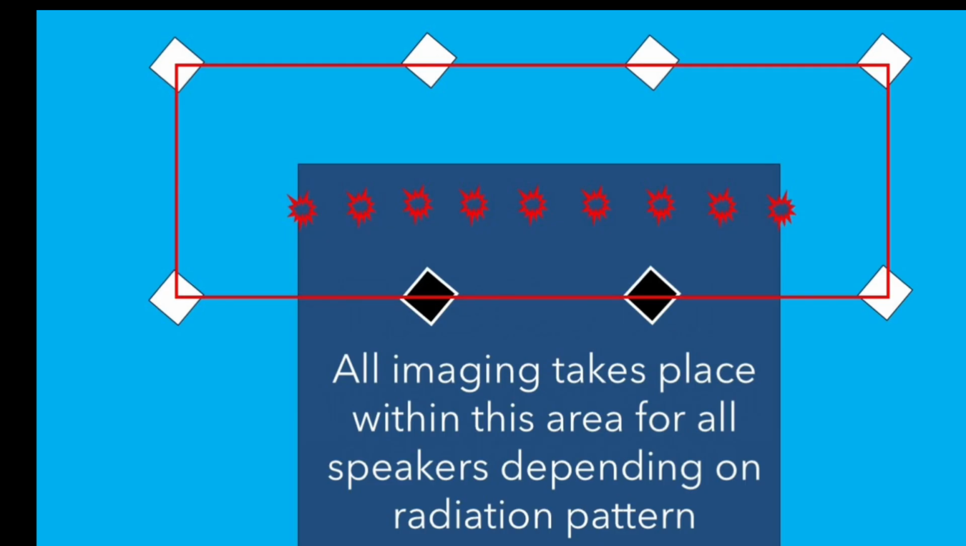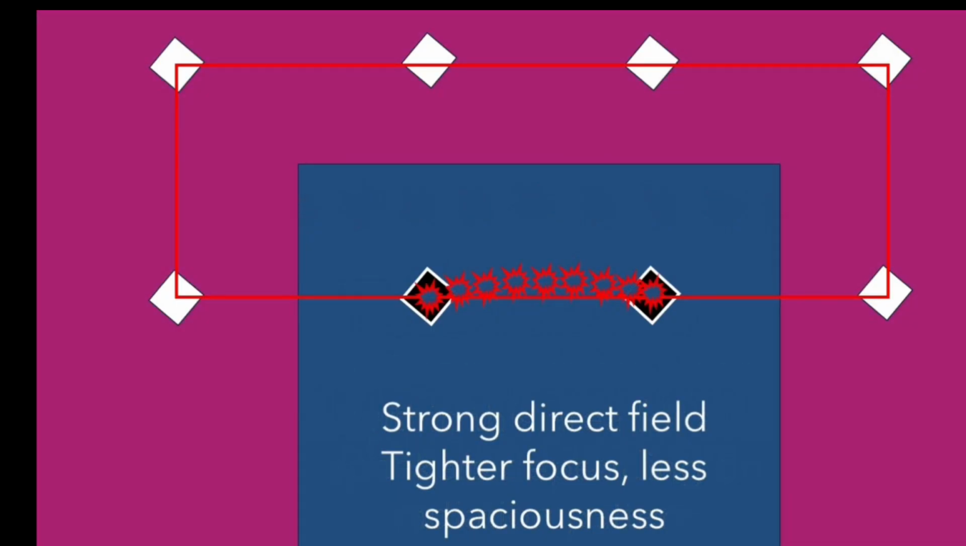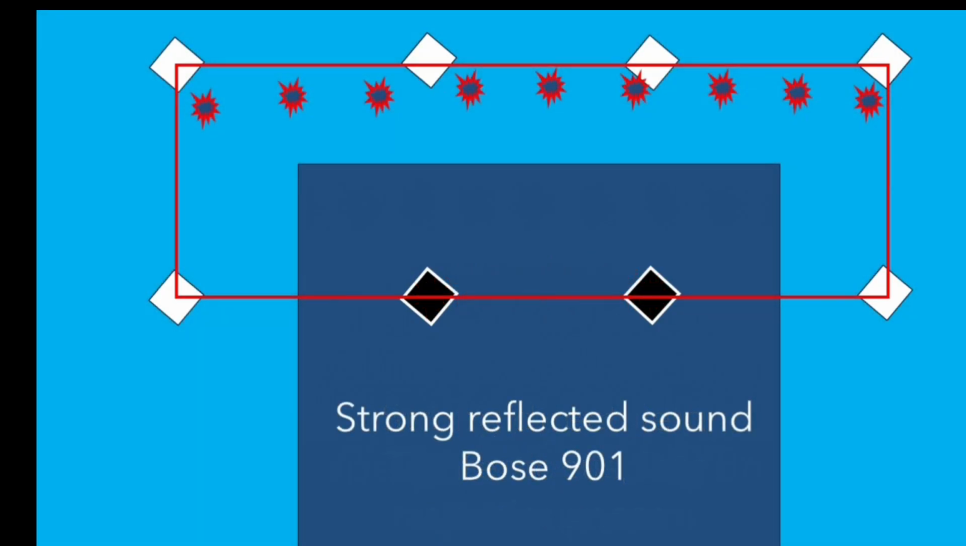My imaging is drawn as spots of red within the image field to show where the images seem to be positioning themselves. For example, if you had a strong direct field for your speakers, like most box speakers, this is where things would seem to be coming from. They may have tighter focus, but less spaciousness. Here's an example from the Bose 901.